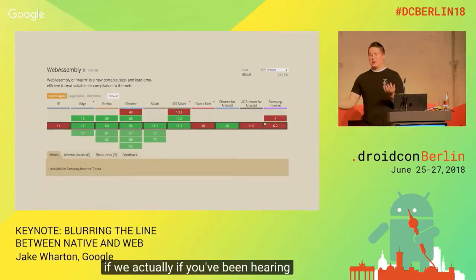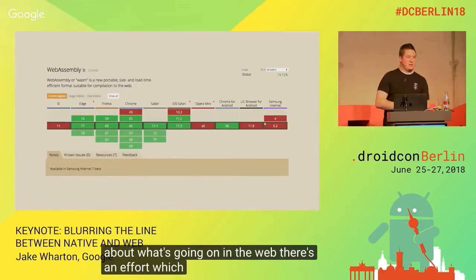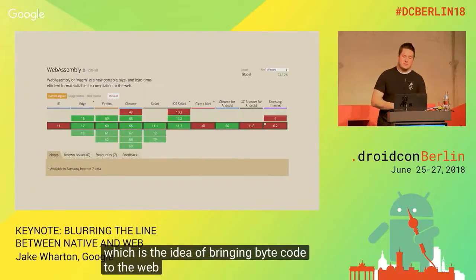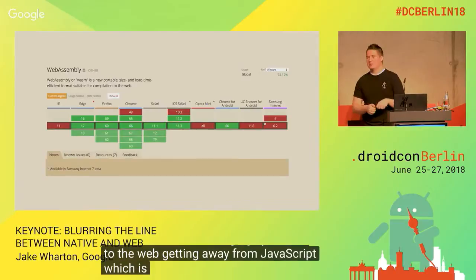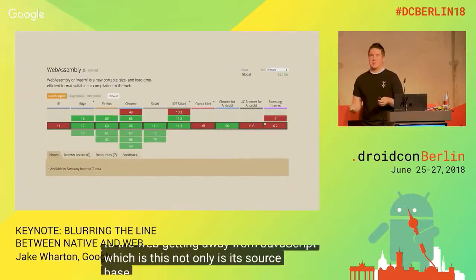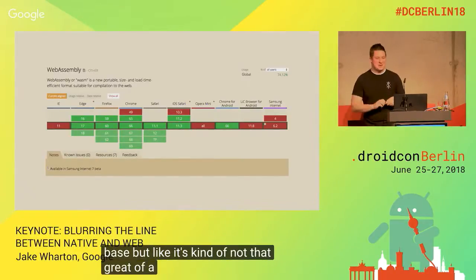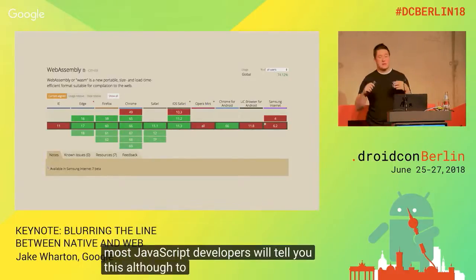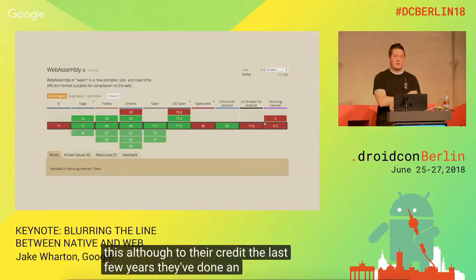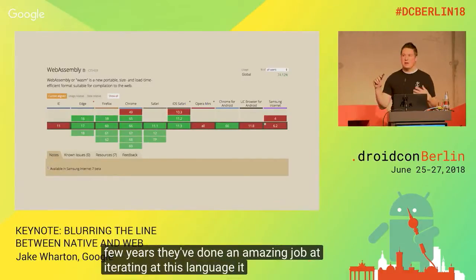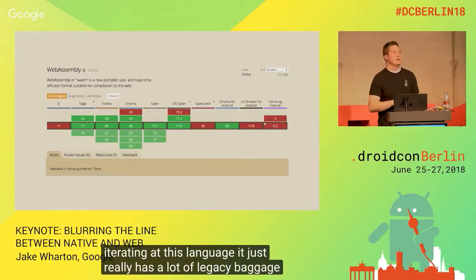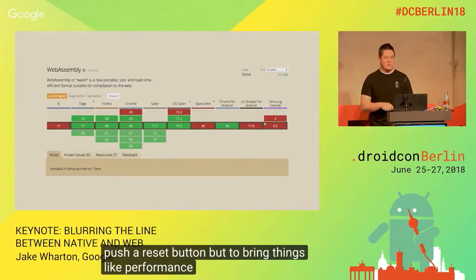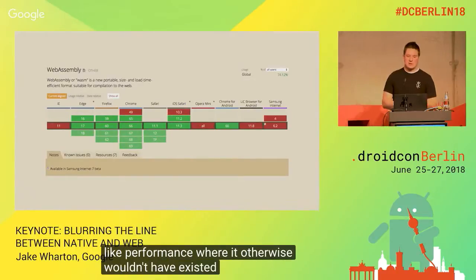If you've been hearing about what's going on in the web, there's an effort which is called WebAssembly, which is the idea of bringing bytecode to the web. Getting away from JavaScript, which is not only source-based, but it's kind of not that great of a language. And I think even most JavaScript developers will tell you this, although to their credit, the last few years, they've done an amazing job at iterating on this language. It just really has a lot of legacy baggage, and WebAssembly is a chance to not only push a reset button, but to bring things like performance where it otherwise wouldn't have existed.